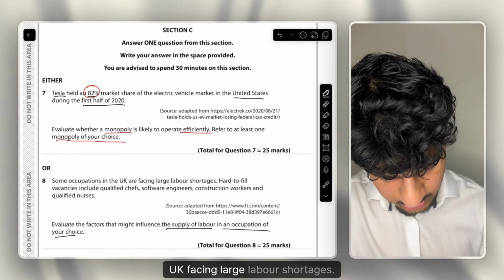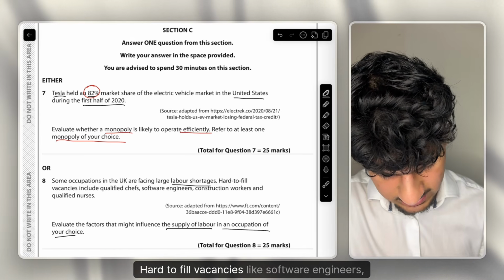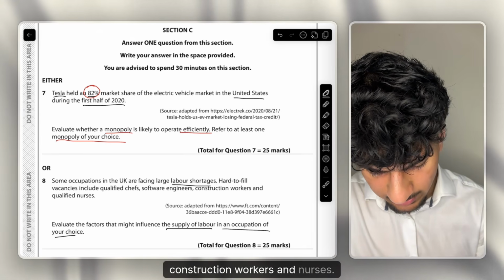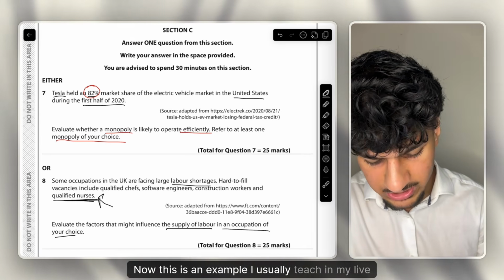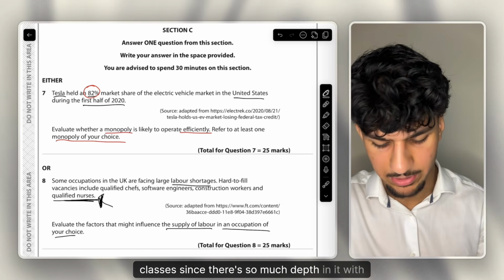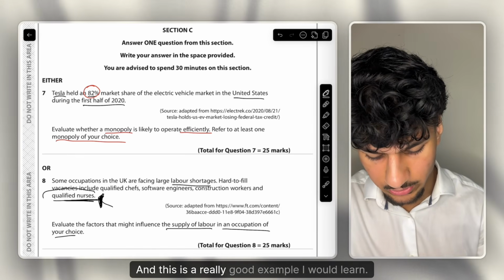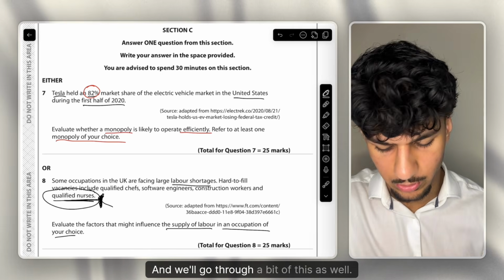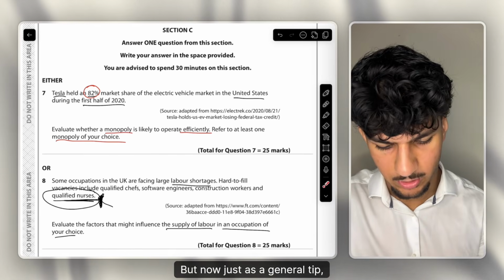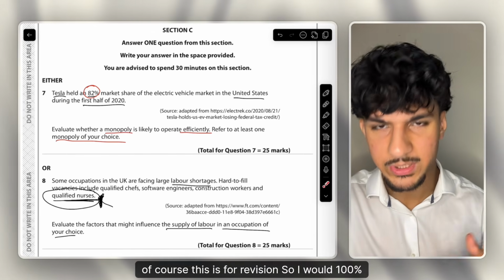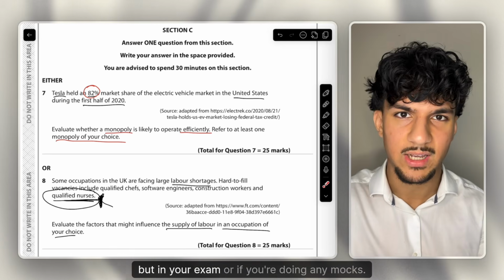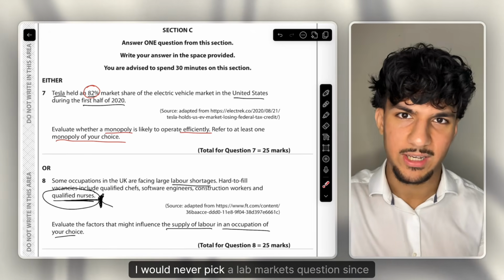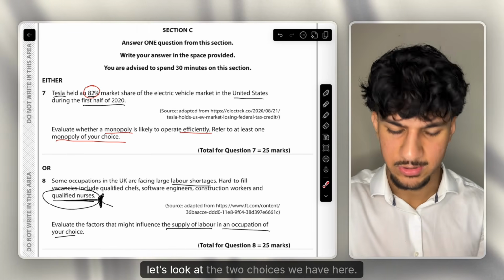UK facing large labour shortages, hard to fill vacancies like software engineers, construction workers and nurses. Now this is an example I usually teach in my live classes since there's so much depth in it with regards to labour markets, and we'll go through a bit of this as well. But now, just as a general tip, of course this is for revision, so I would 100% attempt this question, but in your exam, or if you're doing any mocks, I would never pick a labour markets question, since let's look at the 2 choices we have here.